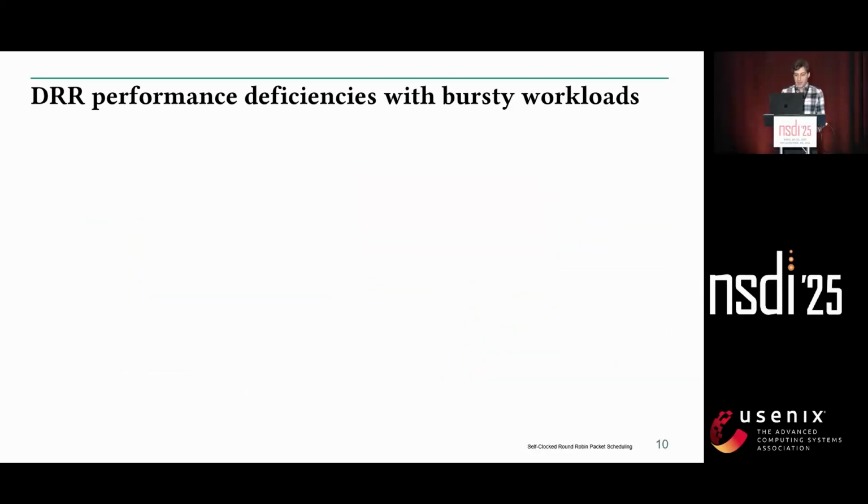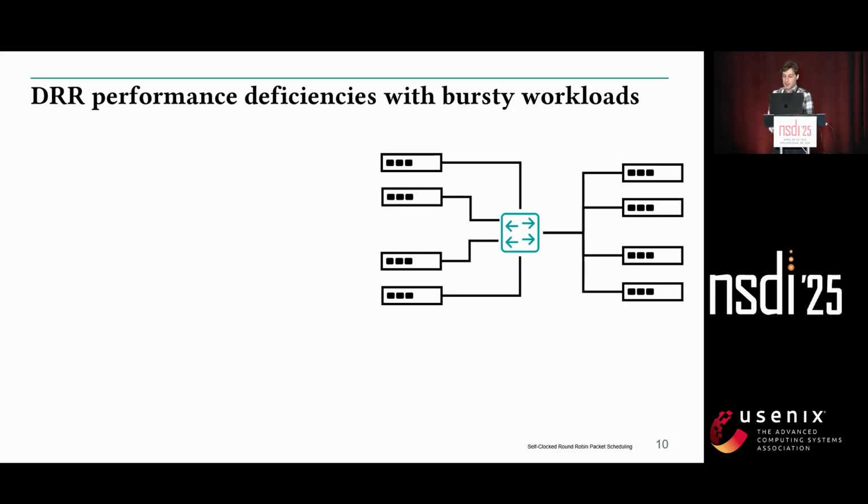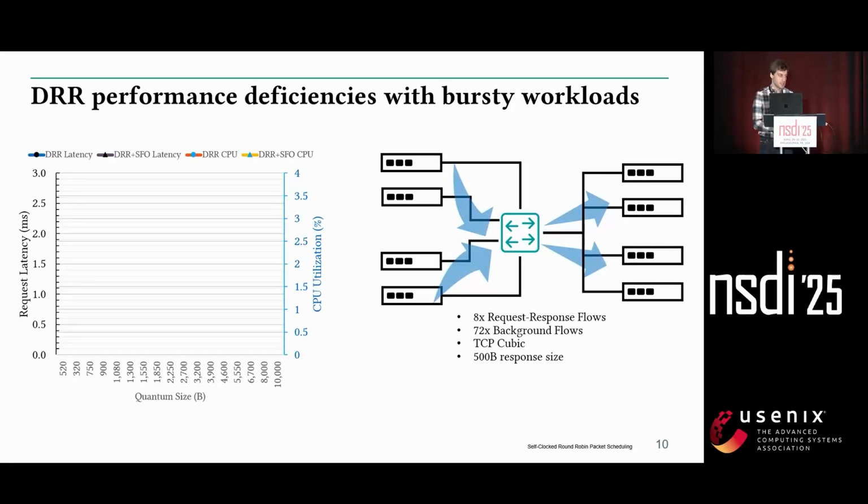Now, how bad can the performance be in the face of this variability? We performed some tests on a physical topology with 8 single packet request response flows mixed with 72 background flows, all using TCP cubic and sharing the same bottleneck that is serviced by deficit round robin. We tried different quantum values for the scheduler and measured the response times and the CPU consumption.